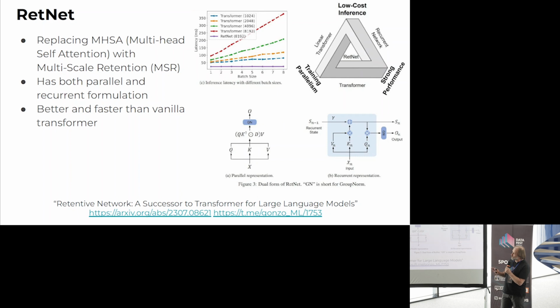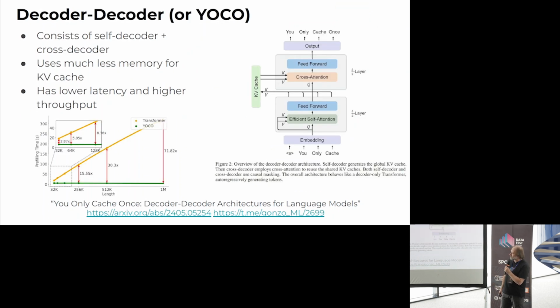I just highlight two transformer-like architectures. RetNet, the Retentive Network, was published by Microsoft. They kind of reinvented the original transformer block. It was changed a bit, recurrence was added, and the model became better in terms of scaling and latency. That was interesting. Another interesting architecture was the decoder-decoder, or YOCO, model.